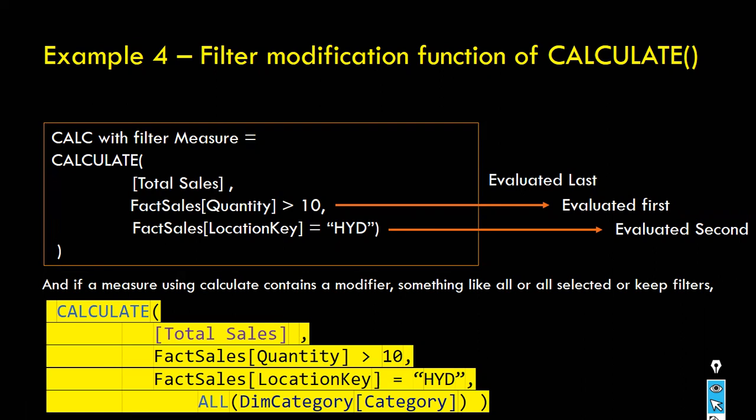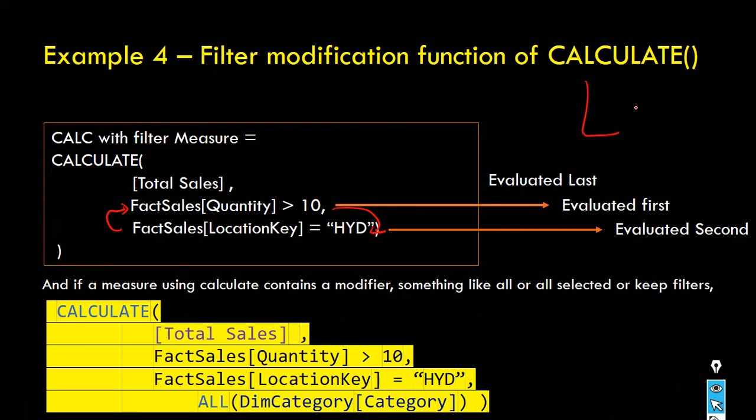See, did you understand or not? Evaluated first, the location key will be Hyderabad. Yes, it should be here, right? And then you need to specify this one. The innermost filtering condition will get evaluated first, and then the outside one, and only then will this one get evaluated.